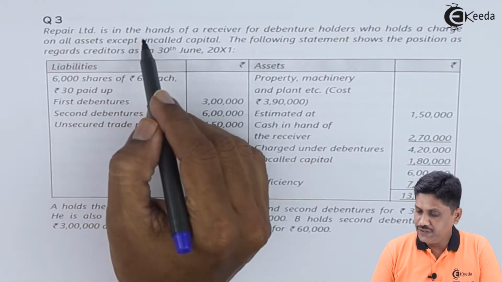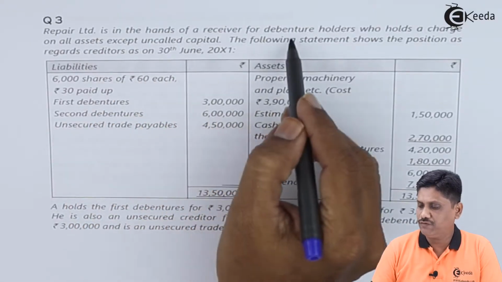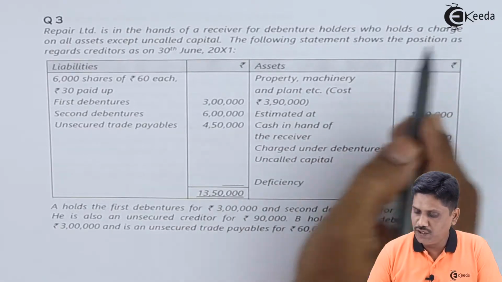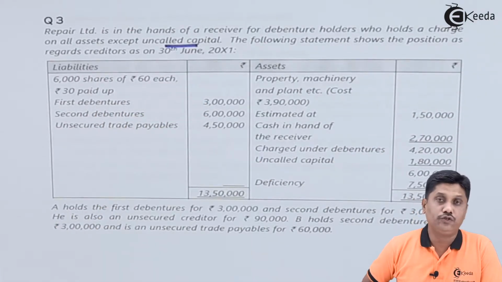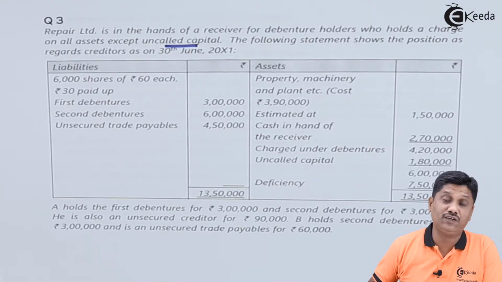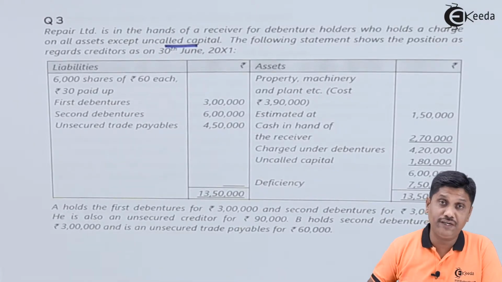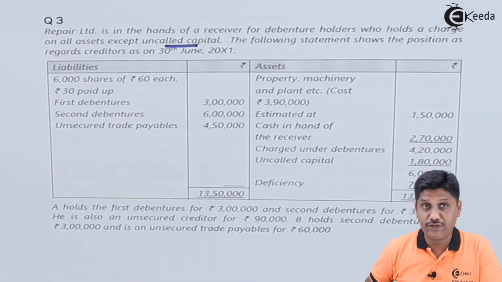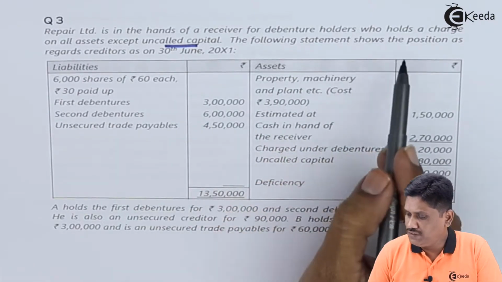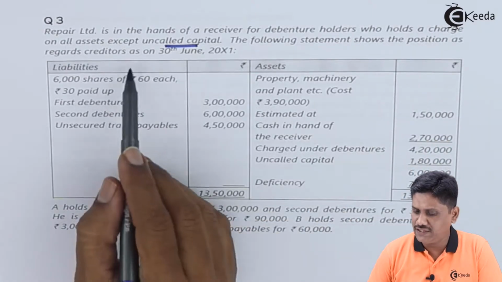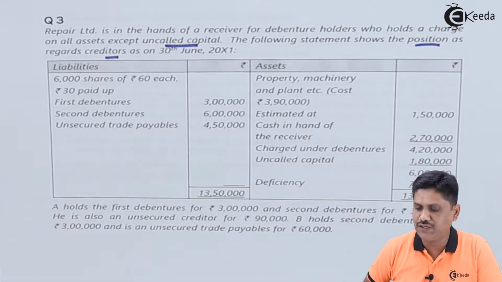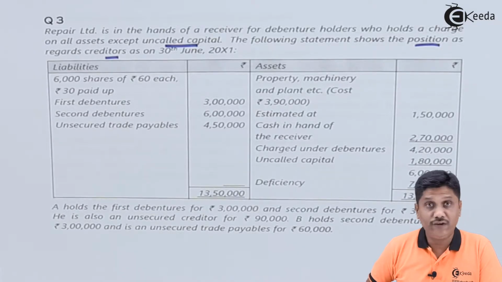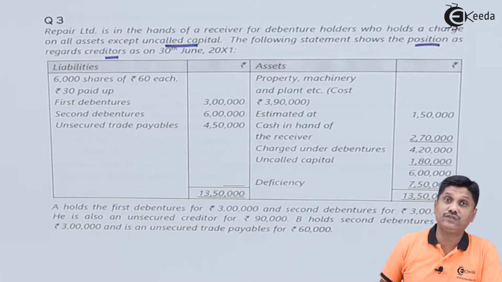Repair Limited is in the hands of a receiver for debenture holders who hold a charge on all assets except uncalled capital. So your company is now in the state of liquidation. The liquidator and debenture holders have taken a charge of your company. Now I need to go ahead with the following statement showing position as regards creditors on 30th June 20X1. Friends, it is a position as regards creditors.